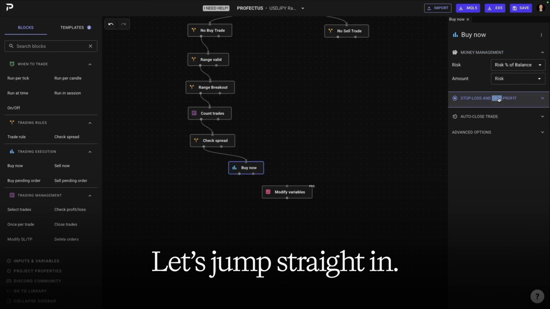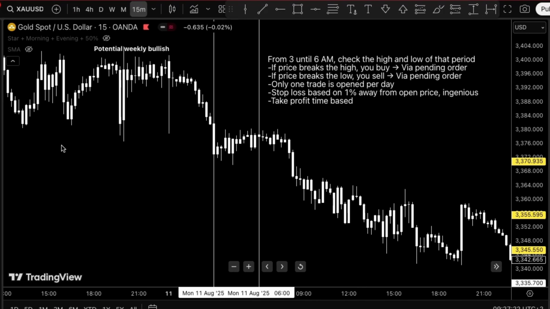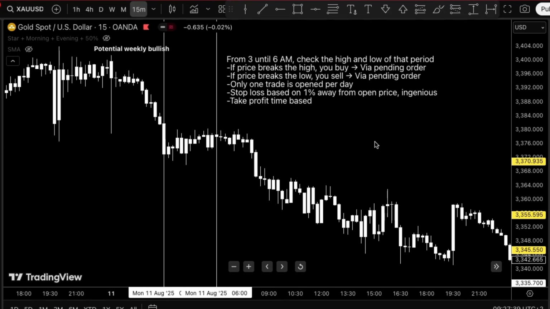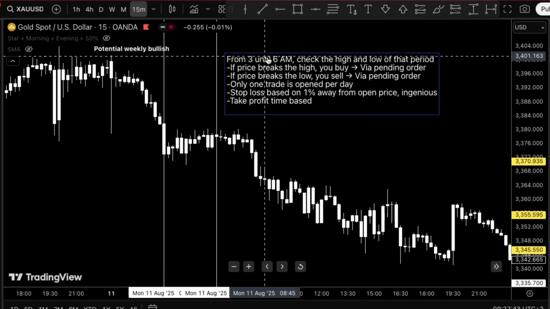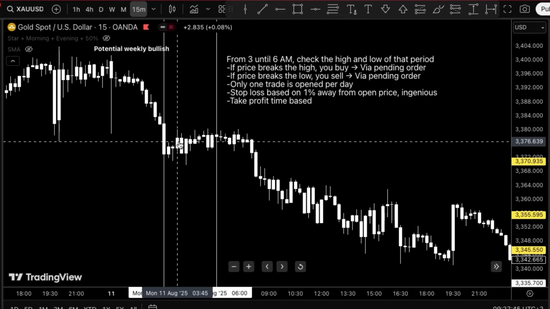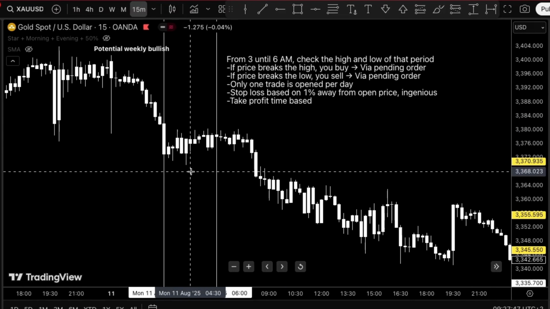Let's jump straight in. Let me quickly explain the trading rationale of this strategy and how this trading bot will trade. We're looking at the gold against the US dollar trading chart on the 15-minute time frame. The time frame does not matter that much, and you will understand in a second why. What is the trading bot doing? It is checking a 3-hour time range, starting from 3 a.m. until 6 a.m., checking for highs and lows.